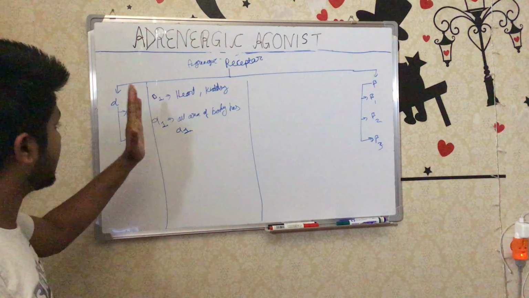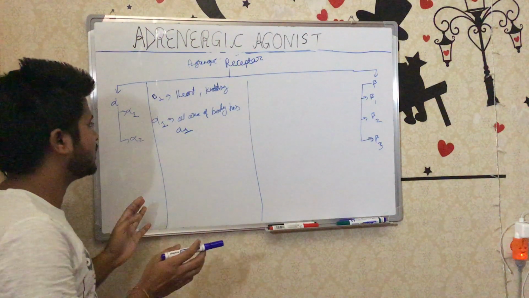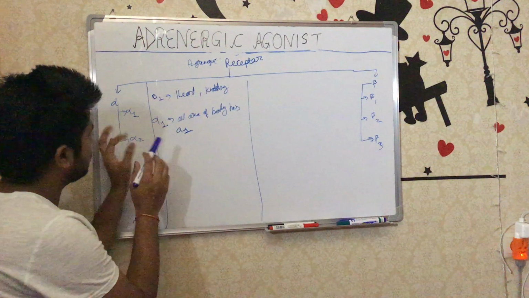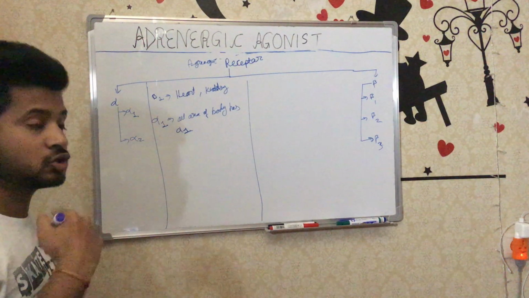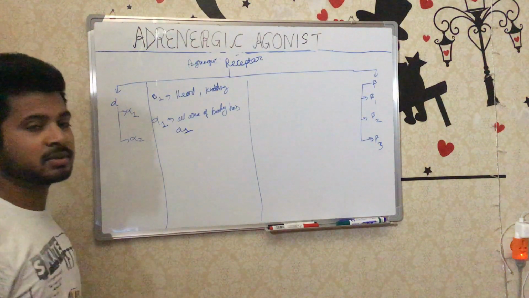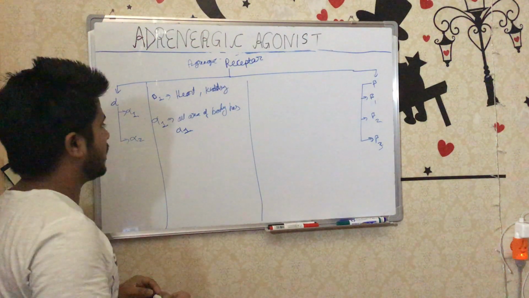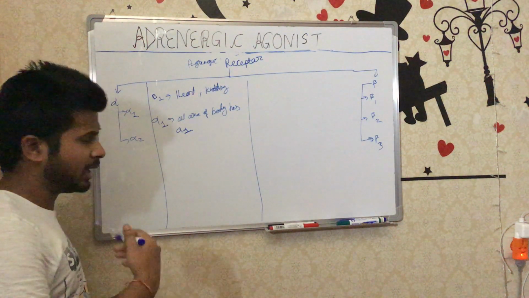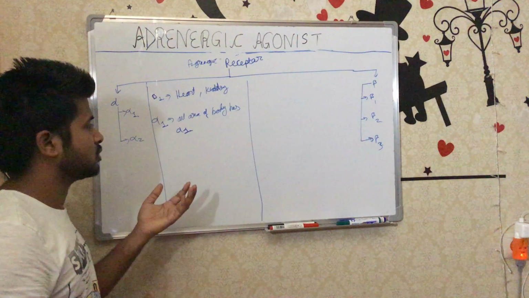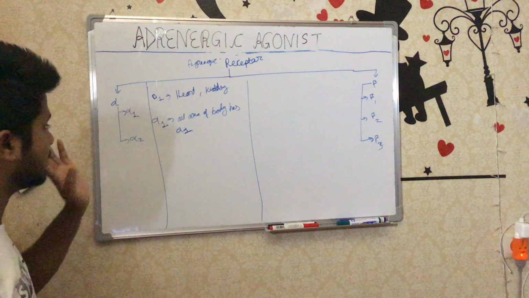Just remember that the heart and kidney have beta 1, and except for the heart and kidney, any part of the body where adrenergic neurons are present has alpha 1. I'm talking about stimulating, not inhibiting. So, for example, skeletal muscles, vascular muscles, the eye, or any types of muscles have alpha 1 receptors, except the heart and kidney.